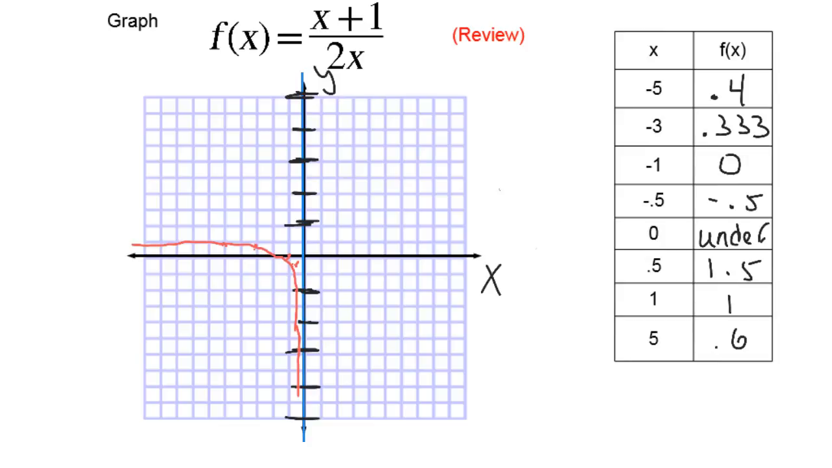And then the same thing goes over here. When x equals 0.5, y equals 1.5. When x equals 1, y equals 1. And when x equals 5, y equals 0.6, so 1, 2, 5, and 0.6 is just a hair up from 0.5. And I get something that looks like that.